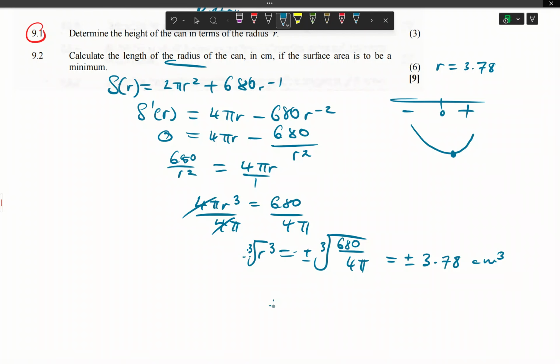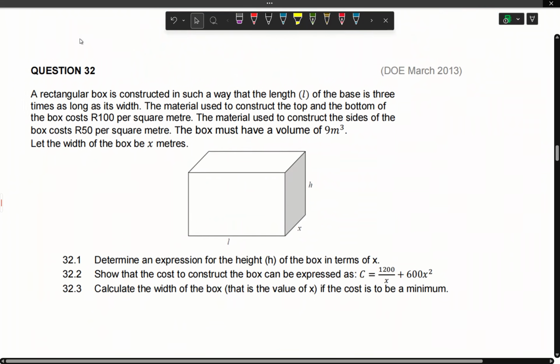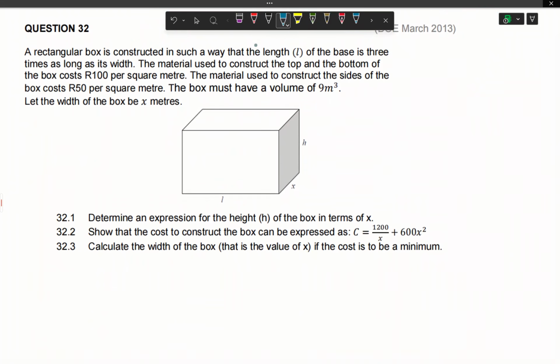So therefore r is 3.78 centimeters. Calculate the length of the radius of a cone if the surface area is a minimum. So you can conclude that the surface area is at minimum when r is 3.78. Make sure that you conclude that. Now let's take a look at the next question.